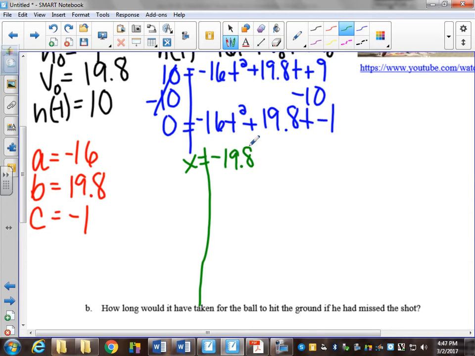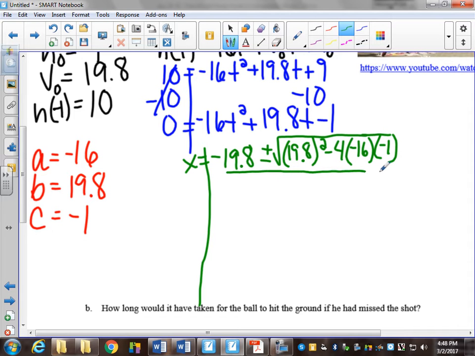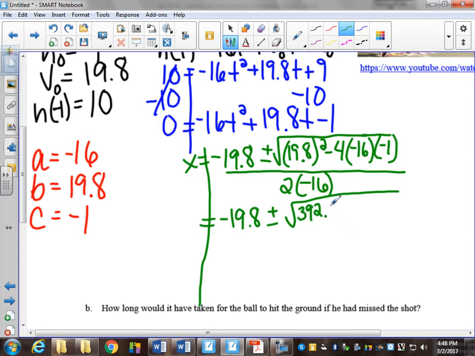Negative b plus or minus the square root of b squared minus 4 times a times c, all over 2 times a. So we have negative 19.8 plus or minus the square root of 19.8 squared, 392.04.